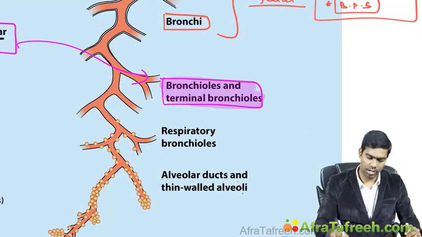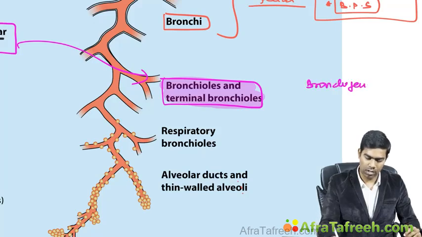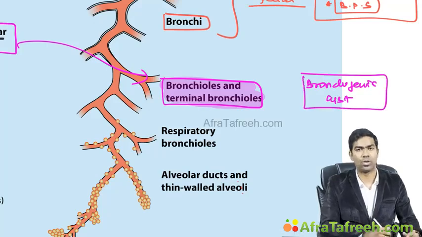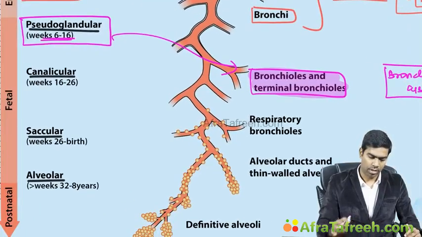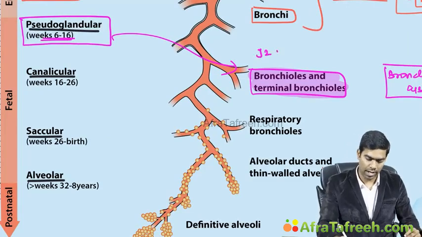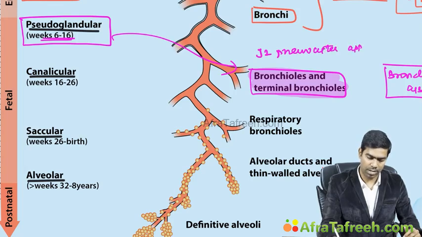And errors in the pseudoglandular period will lead to one important congenital disease called bronchogenic cyst. This is due to errors in the pseudoglandular period most often. At the same time, in the pseudoglandular period, apart from the bronchi and terminal bronchioles, your type 2 pneumocytes will appear. I'm not saying they will be fully developed. They will just appear here. And the lung capillaries also tend to appear.